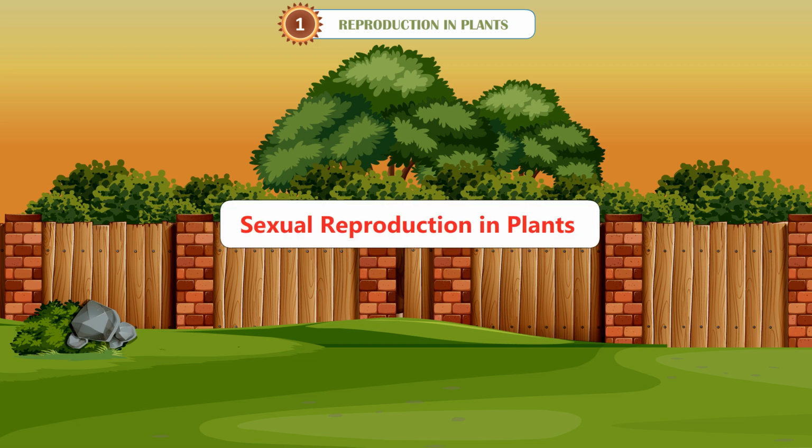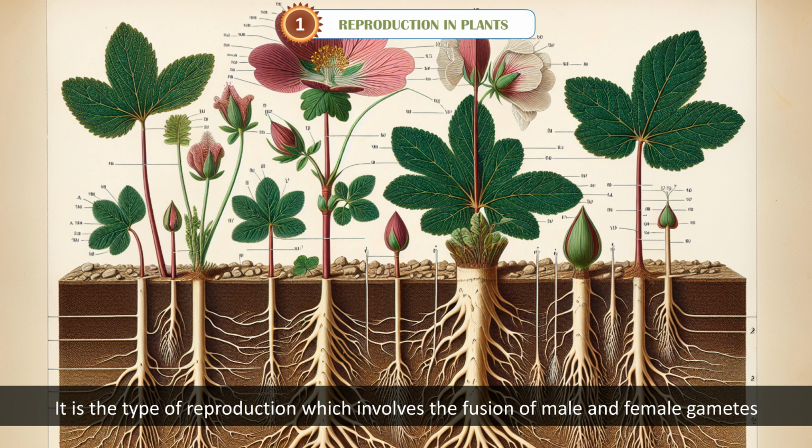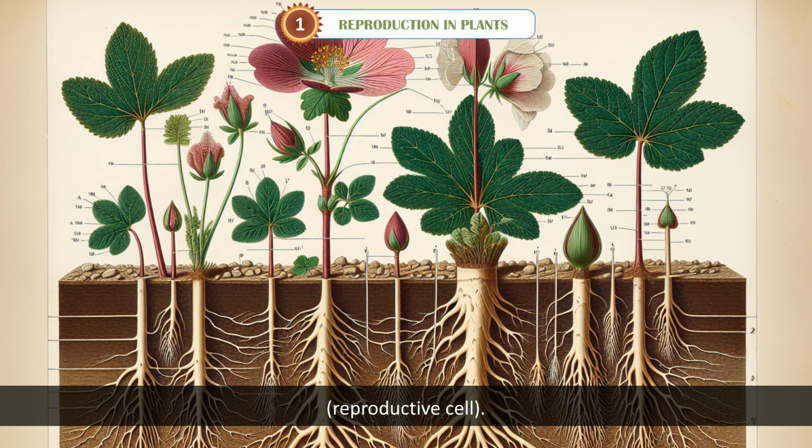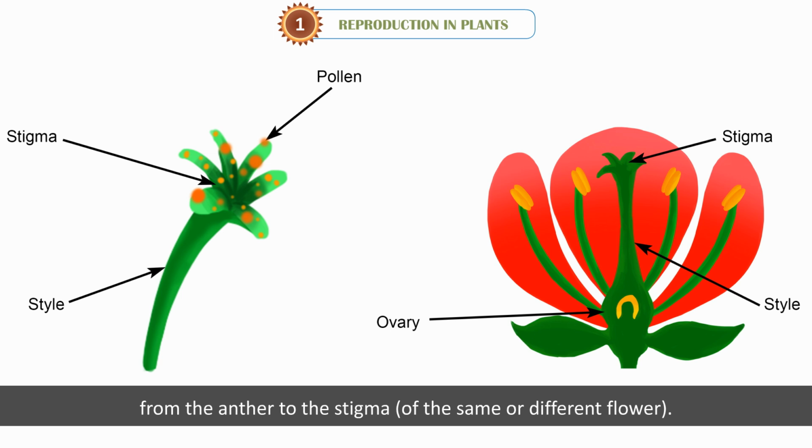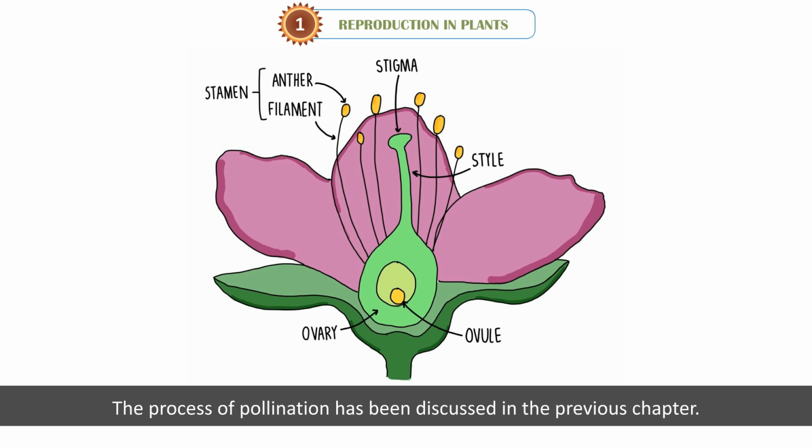Sexual reproduction in plants. It is the type of reproduction which involves the fusion of male and female gametes, reproductive cells. The process of sexual reproduction in plants starts with the transfer of pollen grains from the anther to the stigma of the same or different flower. The process of pollination has been discussed in the previous chapter.